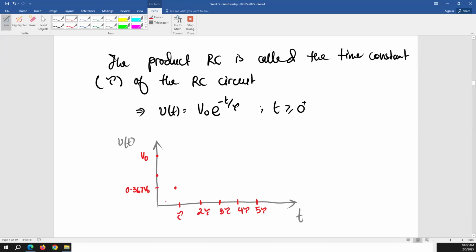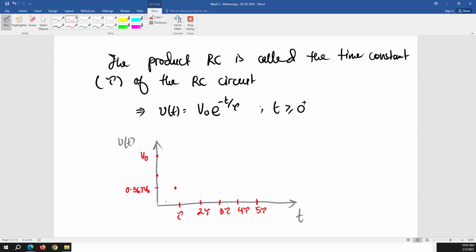So the official definition of the time constant is the time it is going to take for the response voltage in the capacitor, and then we're going to see the same thing for the current in the inductor. The time it is going to take for the voltage across the capacitor to drop to 36.7% of its initial voltage value, that length of time is called the time constant. So anytime someone asks you to define time constant, that's the definition.